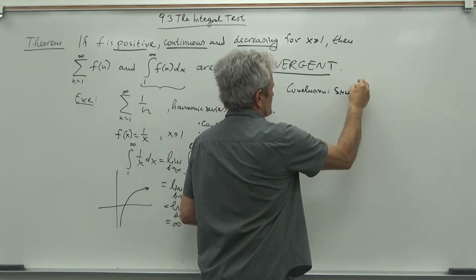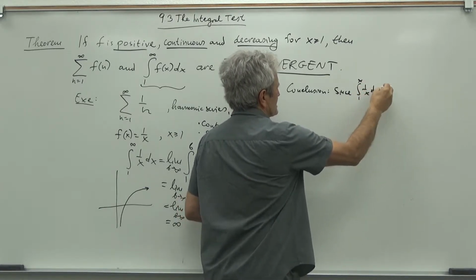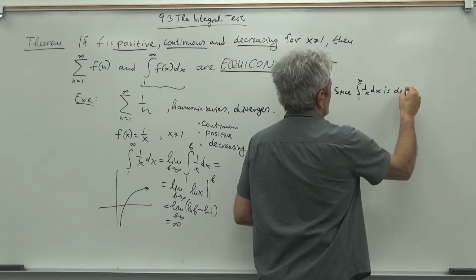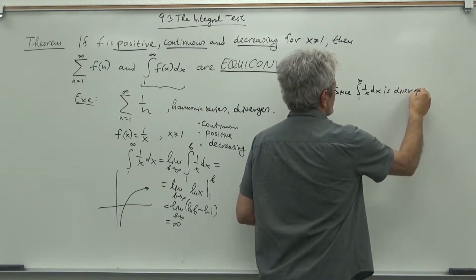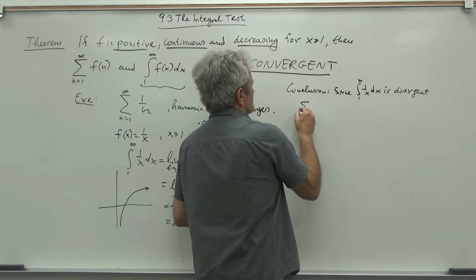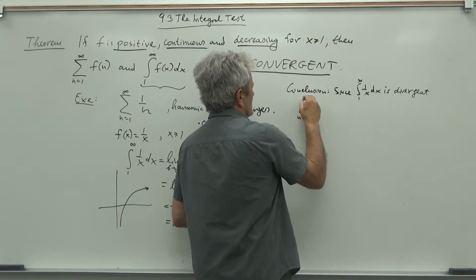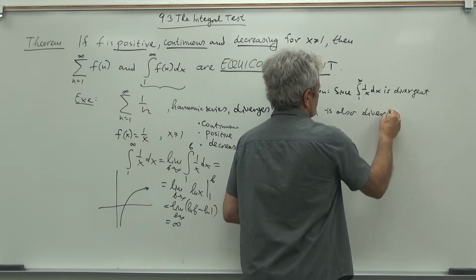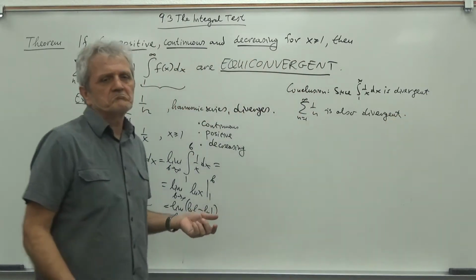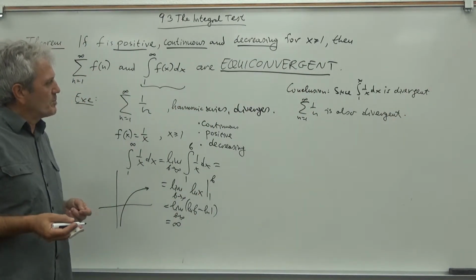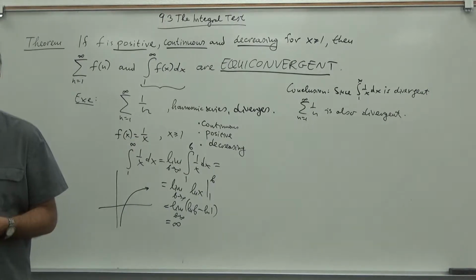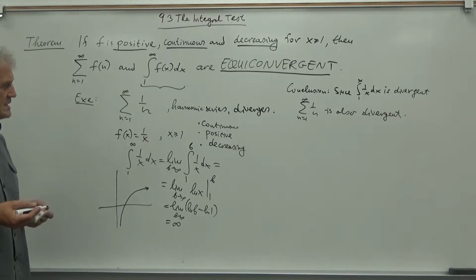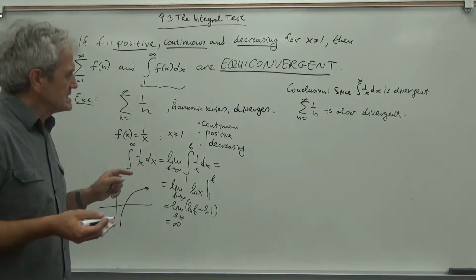Since the integral from 1 to infinity of 1 over x dx is divergent, the sum of 1 over n, n goes from 1, is also divergent. So they have the same fate. That was very easy and actually a very powerful application of our machinery that we developed in 8.8.